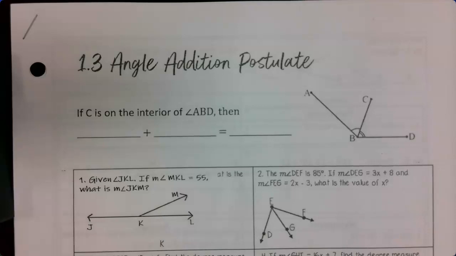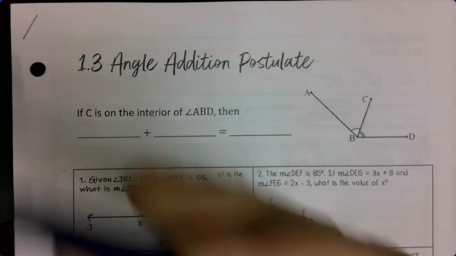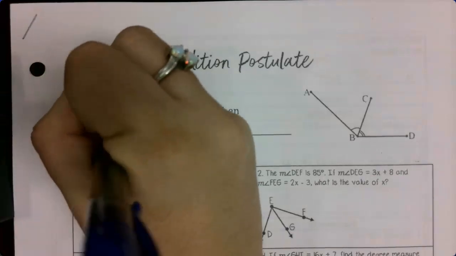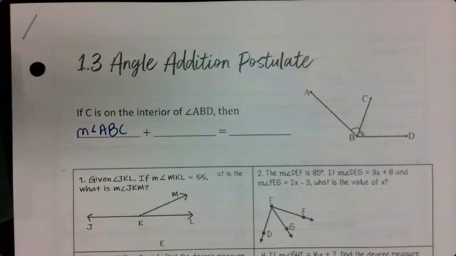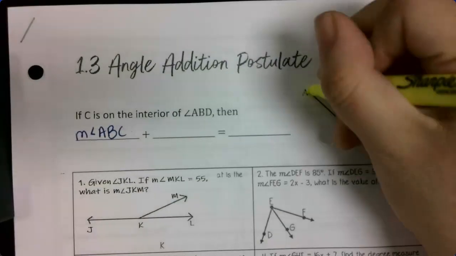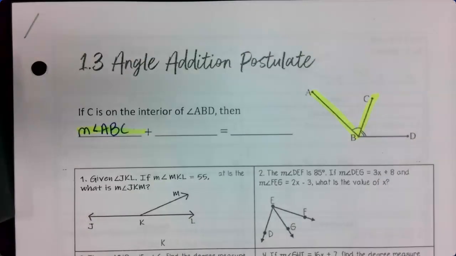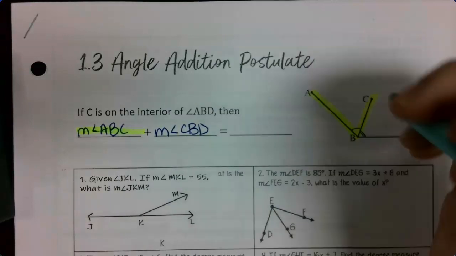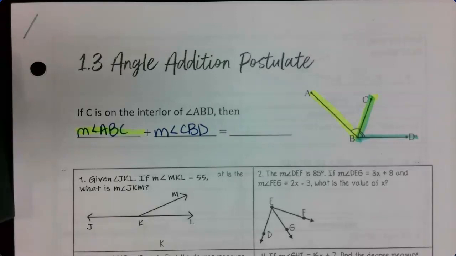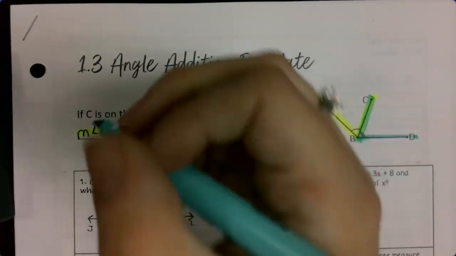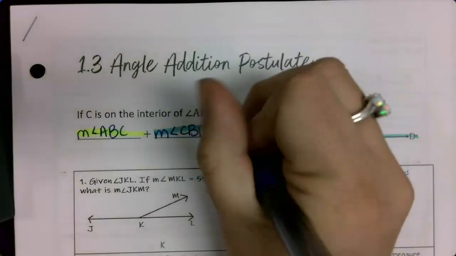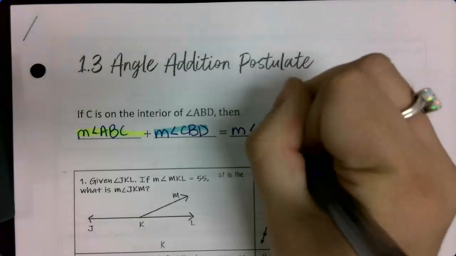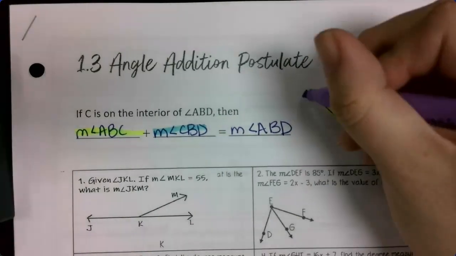So if C is on the interior of angle ABD, so inside the angle, then the measure of ABC, so this one right here, added to the measure of angle CBD, this one right here, is going to be equal to the measure of the entire giant angle ABD. So this one right here.